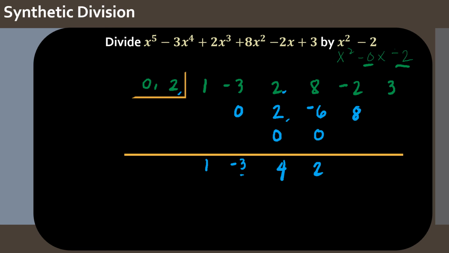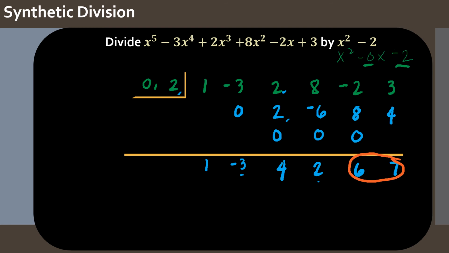Multiply ulit natin. 2 times 0 is equal to 0. And 2 times positive 2 is equal to positive 4. Ngayon at dahil naabot na natin yung dulo, i-add na lang natin ang mga kasunod. So we have negative 2 plus 8 is equal to positive 6 at positive 3 plus positive 4 ay equal sa positive 7. Yung dalawang dulo natin dito ang magsisilbi nating remainders.